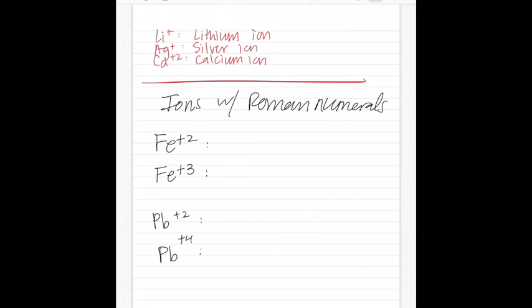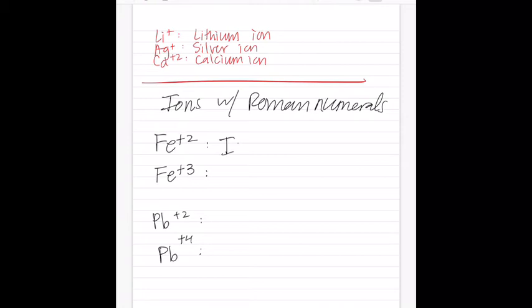The reason why you've got to have a Roman numeral is it actually says which charge you're using. So iron has 2 charge options. It could be iron plus 2, could be iron plus 3. So we have to say in the name which one we used. Okay, so this is iron plus 2.